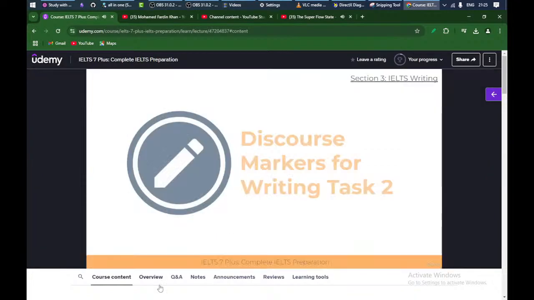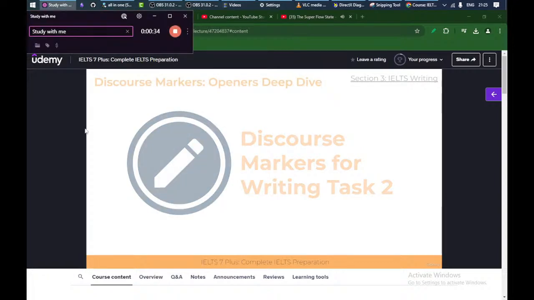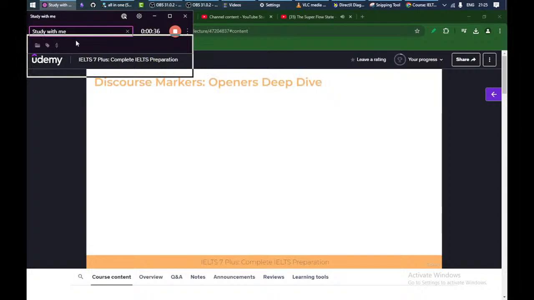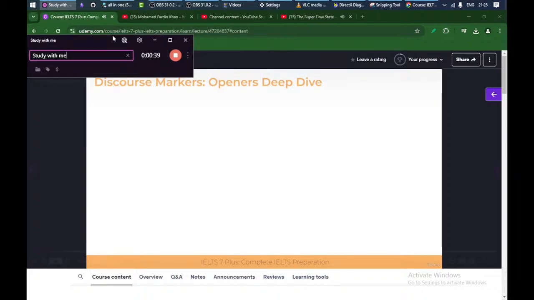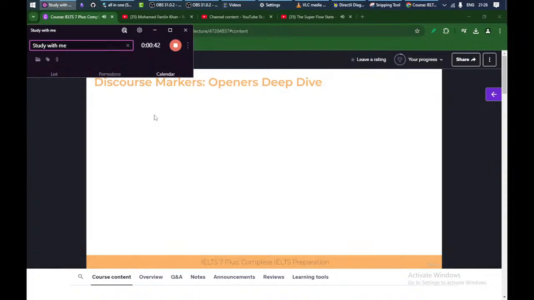Discourse markers for writing task 2. Don't worry if you're not sure what discourse markers are, because I'll be explaining in full shortly. So, writing task 2, something that we definitely have to use, sentence openers, and that's really all that discourse markers are. It's a fancy way of saying sentence openers. So I'm going to share with you some really useful tables that give you extra information about the types of sentence openers that you can use for task 2. Let's take a look.